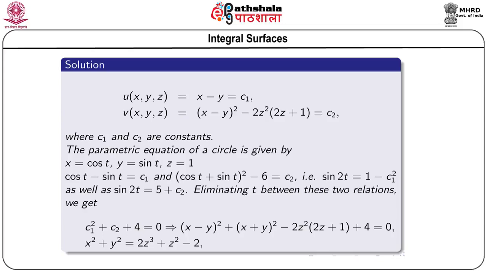Now, if we substitute the values of c1 and c2, where c1 is x minus y and c2 is the expression for v, we can obtain a functional relation. After simplification we get x square plus y square equals 2z cube plus z square minus 2. So, this is our required integral, that means this is the system of integral surfaces which are orthogonal to the given system of surfaces, and it also passes through the given circle.